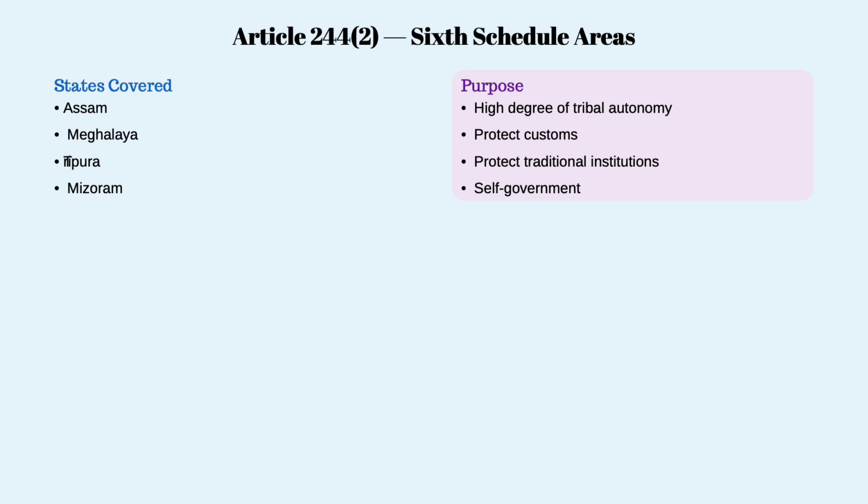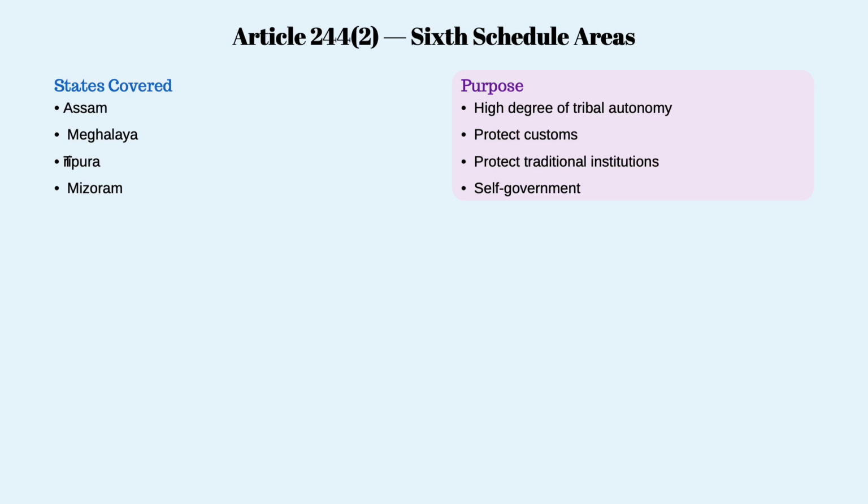Now we have Article 244(2), 6th Schedule areas. The states covered are Assam, Meghalaya, Tripura, and Mizoram. The purpose of creating the 6th Schedule is a high degree of tribal autonomy. Now in the rest of the states outside of Northeast, the tribal population is not as intense in terms of the degree to which the tribal population is dominant. It's not too dominant outside of Northeast, but in Northeast, the majority are tribals. The intensity of the tribal population, the way in which they demand, their lifestyle, everything necessitated the creation of a separate schedule, the 6th Schedule, for the protection and autonomy of the tribal areas in these 4 states.